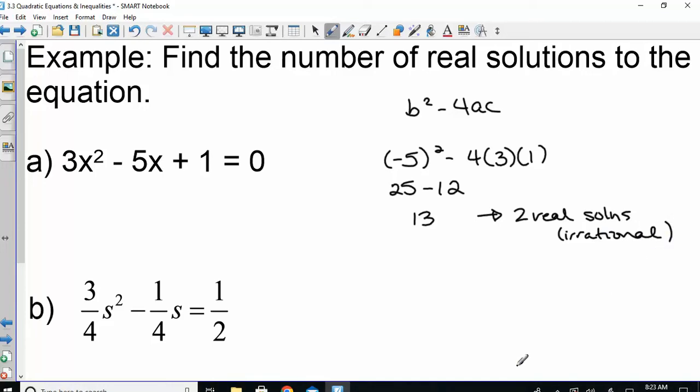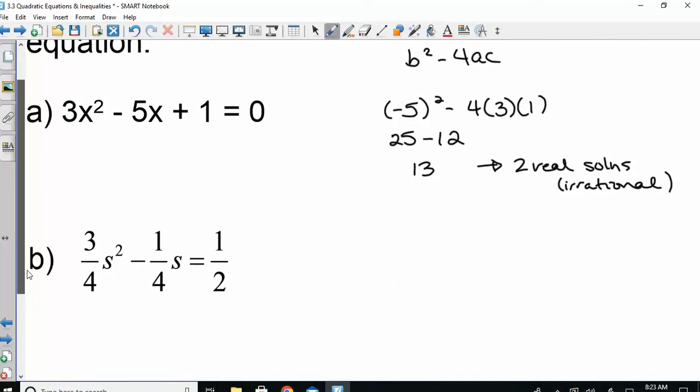It's irrational because when you put this in the quadratic, you would have a square root of 13, and we can't do the square root of 13, so it's not going to be a nice number. Even if it's like square root of 8, would it be? It's still irrational, because you'd end up with square root of 2.